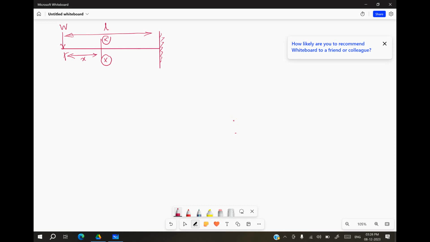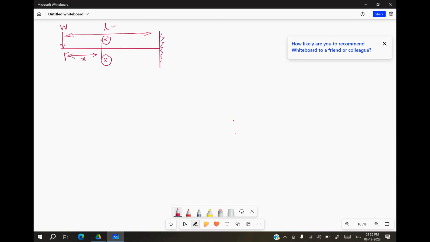In this class, let's try to find the deflection of a cantilever beam which is subjected to a point load at its free end. Here you can see that I have already got a point load, W. The length of the beam is L. And I have taken a section X.